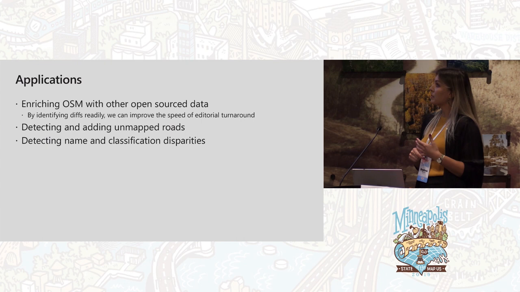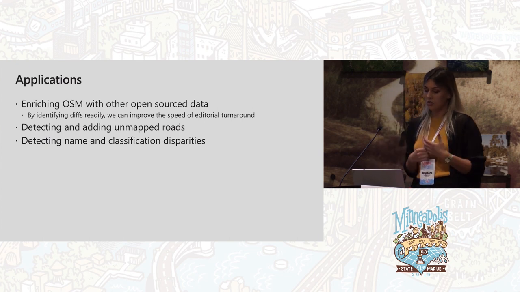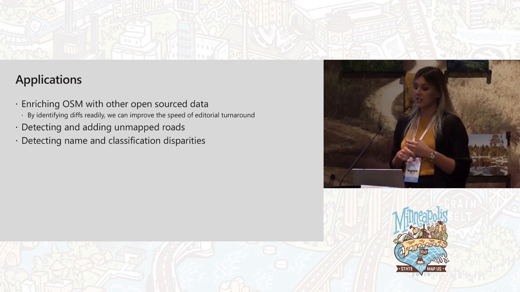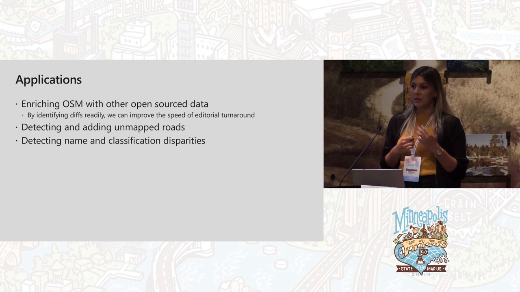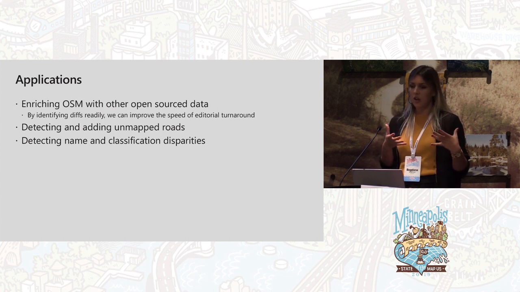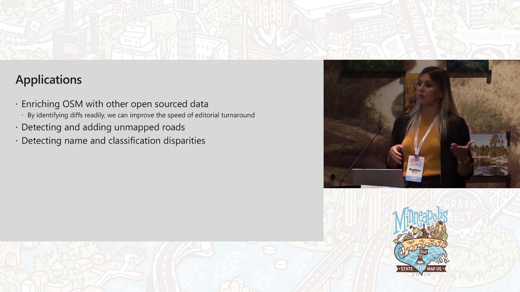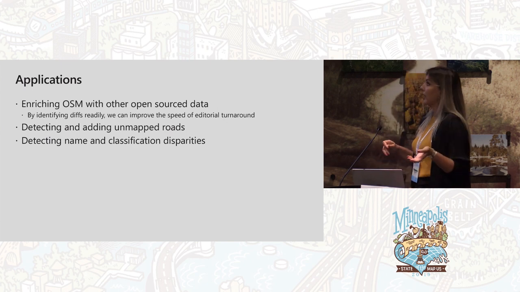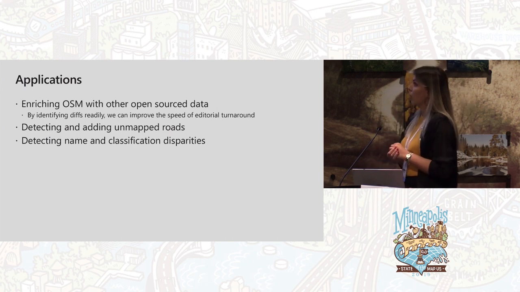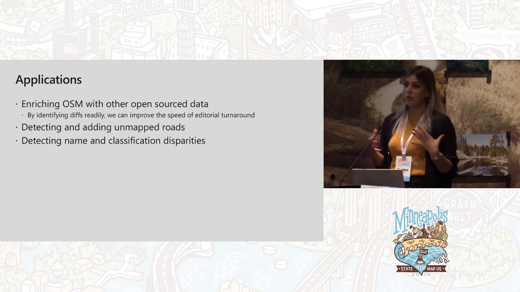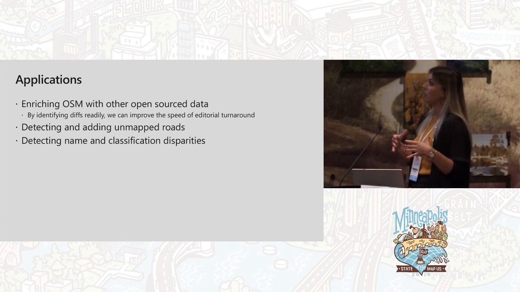I told you already what is the main idea for working on this kind of a tool. Well, we want to enrich OSM data with some other open source data. There are multiple open source, government data sets there. And we want to speed up our editorial work by focusing strictly on the differences between OSM and other data sets, or the places where data is missing from OSM. This way we can detect and add unmapped roads in OpenStreetMap, or we can detect name and classification disparities, whatever attributes are present in the other data set that we are matching with, let's say.